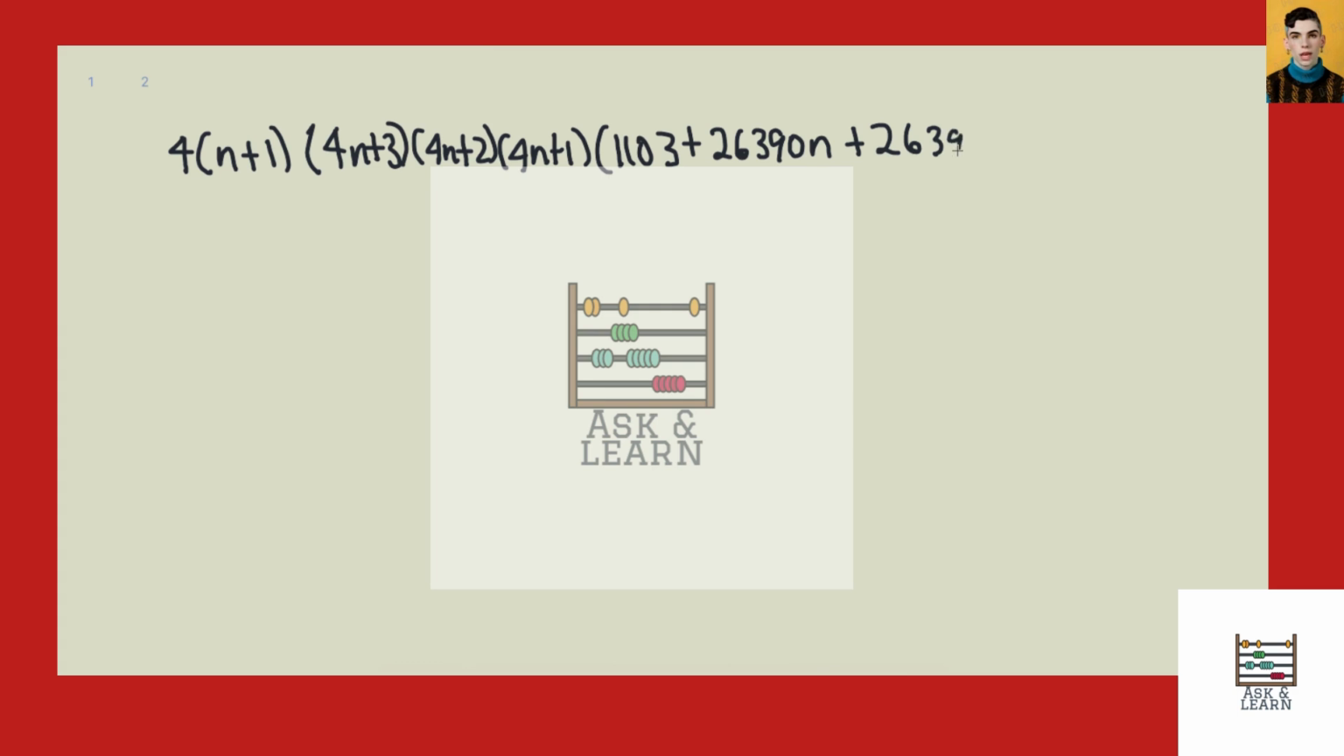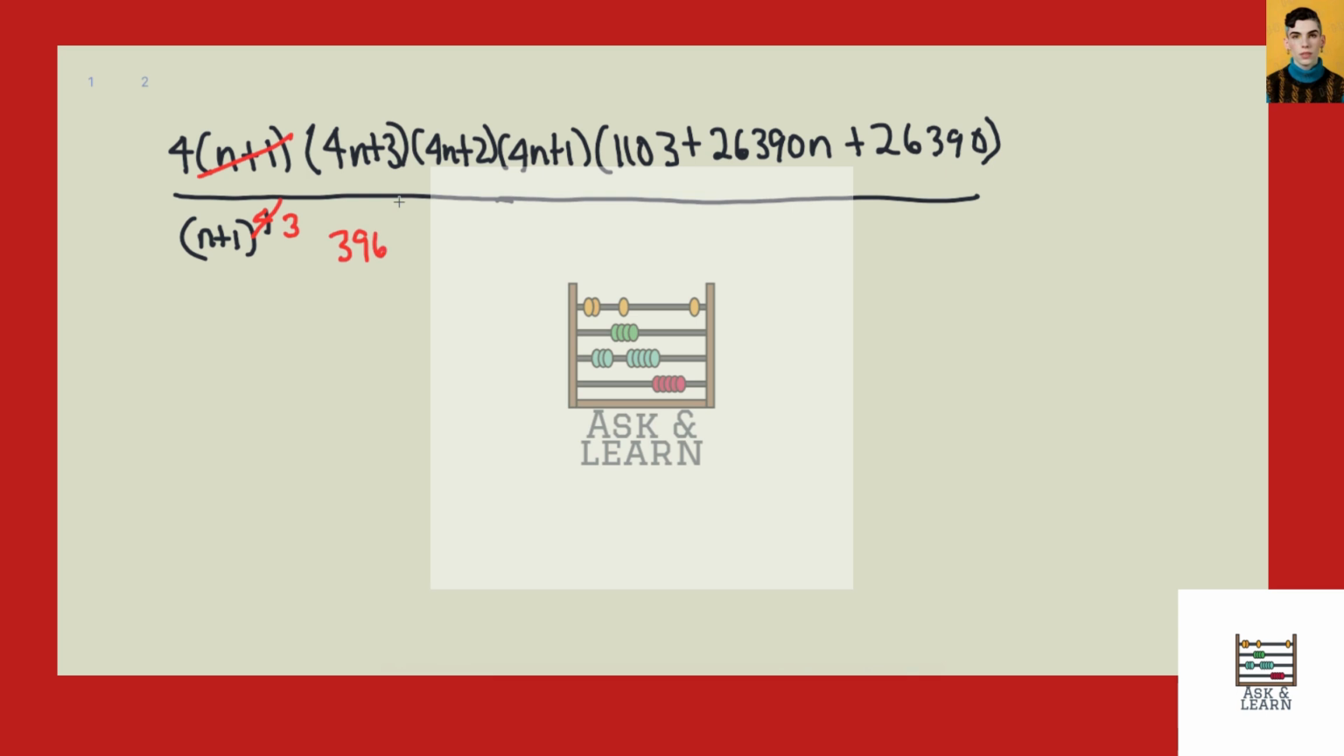And the reason I'm factoring out the first term is, you'll see in a second, I'm going to be able to cancel with the term in the denominator. Because before we had n plus 1 to the fourth, now we can go ahead and cancel one of those with this one up here, leaving us with a 3. And then we'll still have our 396 to the fourth, and 1103, 26,390 n. So that was the only cancellation right there.